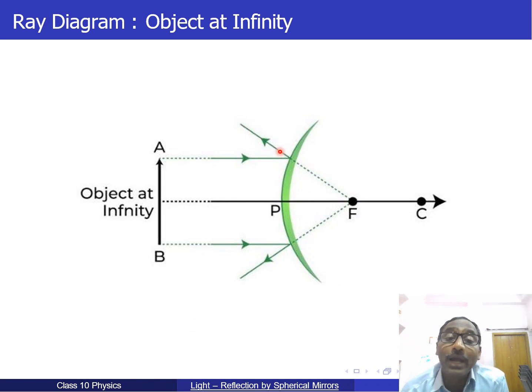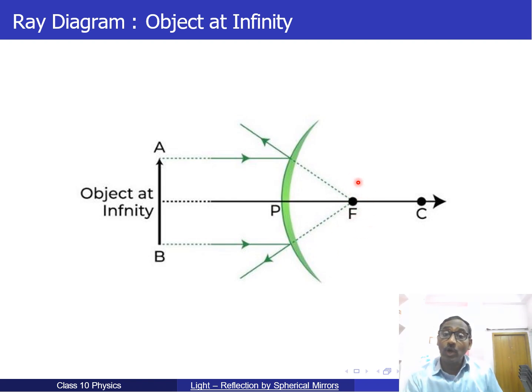If you extend back the reflected rays, this is the reflected ray. If you extend it back, it meets at the focus. This is the reflected ray. It is going away from the principal axis. If you extend it back, these two rays are intersecting at the focus.